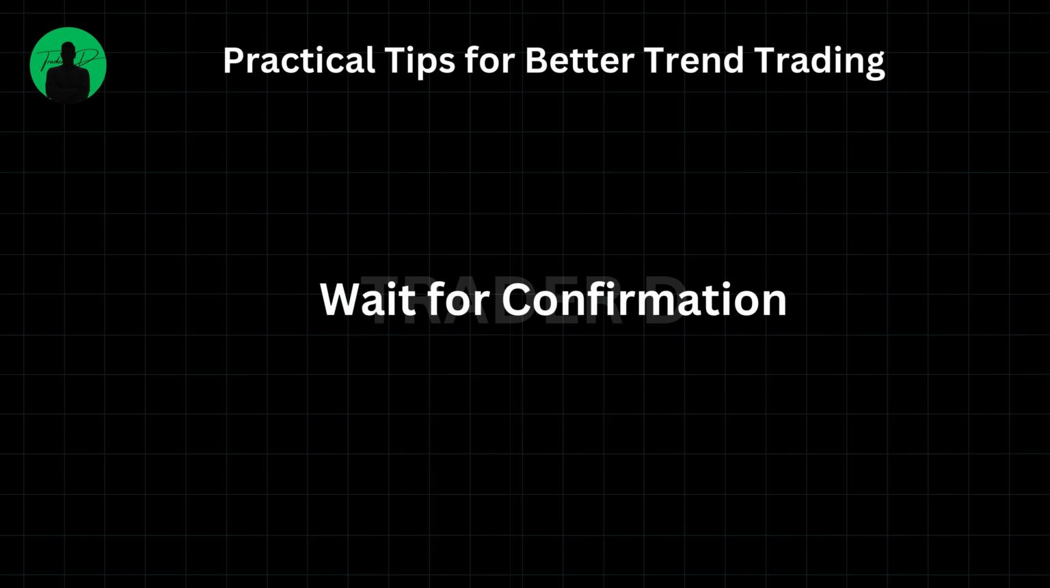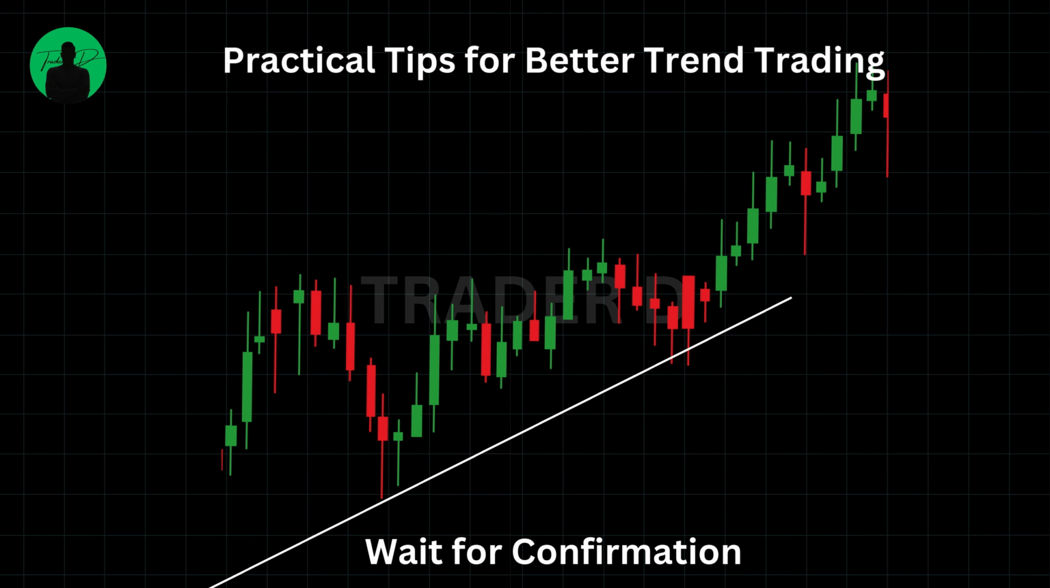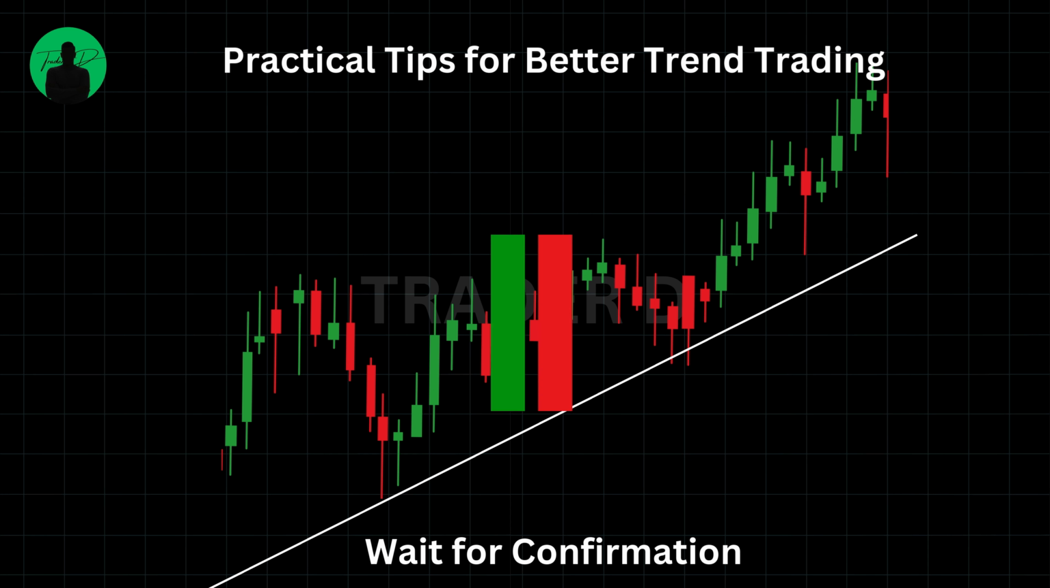Number 2. Wait for confirmation. Patience is key in trend trading. Don't jump into trades prematurely. Wait for confirmation, such as a retest of support or resistance levels, bullish or bearish candlestick patterns, and strong volume signals. The more factors aligning with the trend, the higher your trade's probability of success.